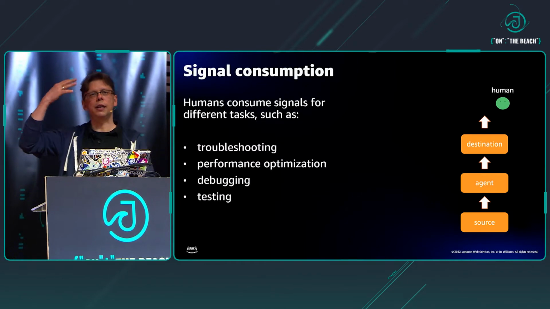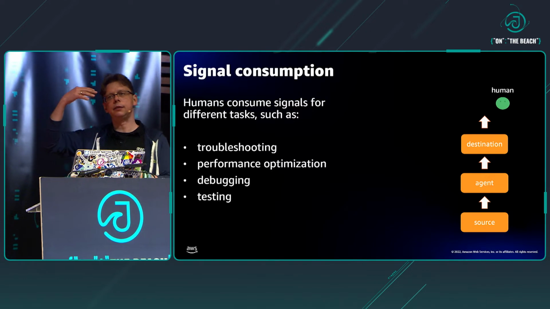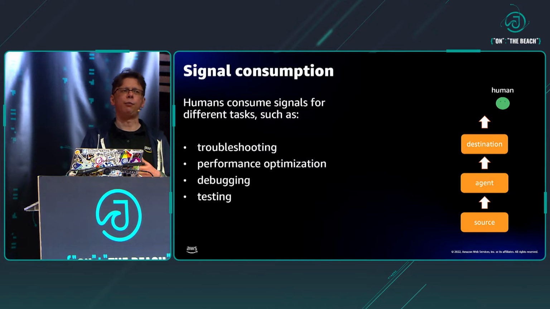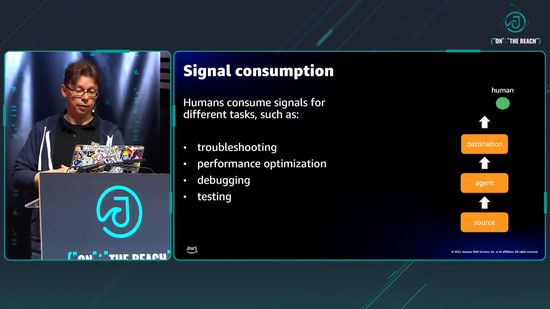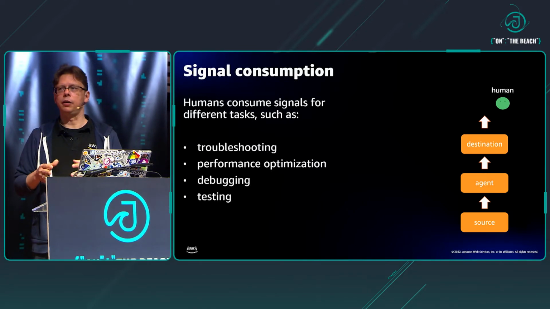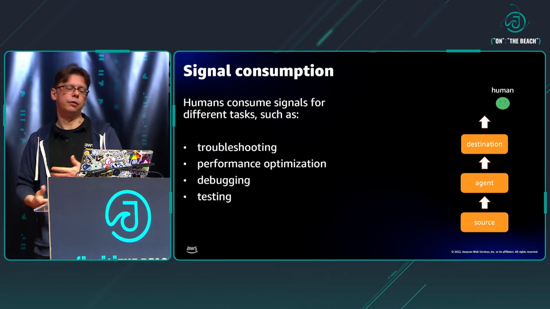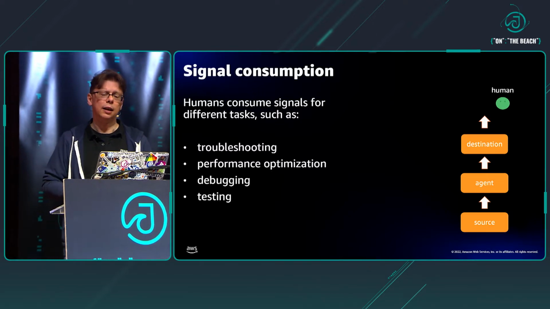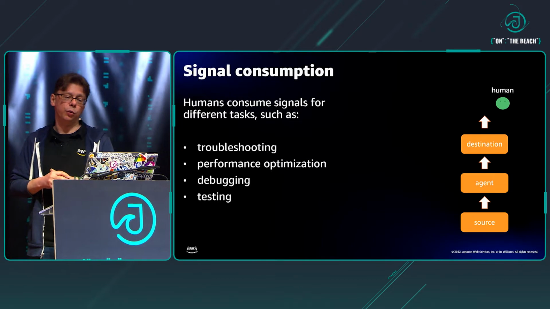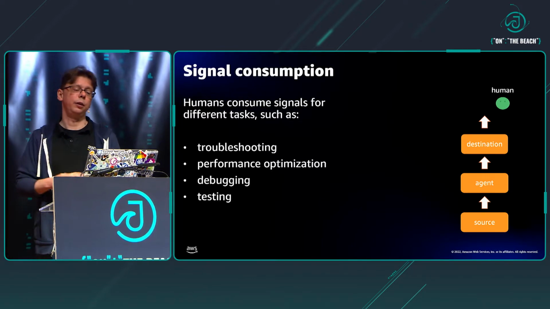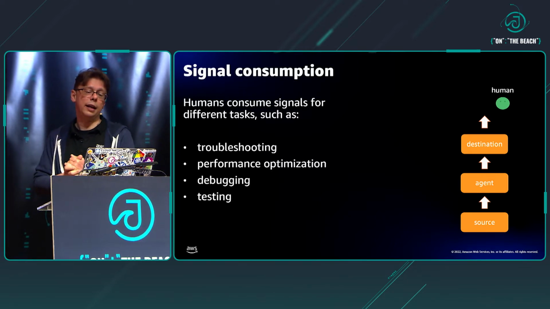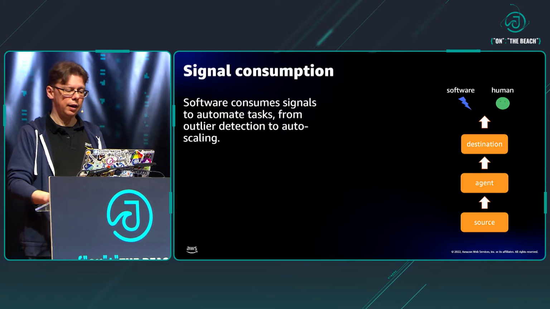And if you already now try to map what I'm telling you here with what you know from data pipelines, you will probably come to a very similar conclusion as I will in a few minutes. So humans, again, there are many, many different roles if you think about developers, operation folks, etc., and different tasks where signals come in handy or are necessary, otherwise you don't really know where to look and what to do. Troubleshooting, the typical one, performance optimization, specifically around profiling, debugging, testing, and so forth, just a few examples.